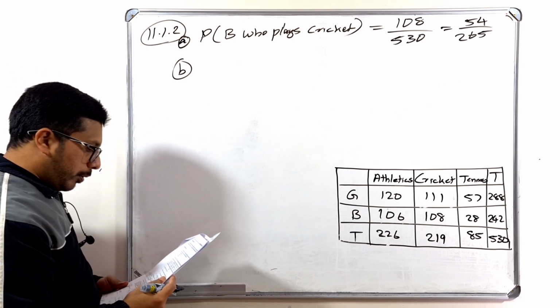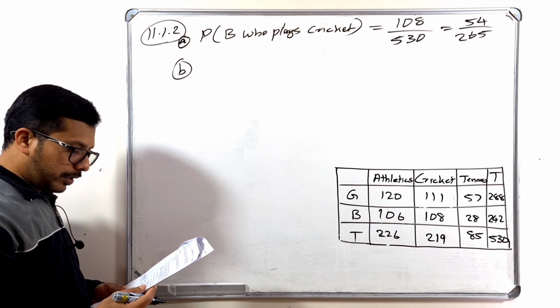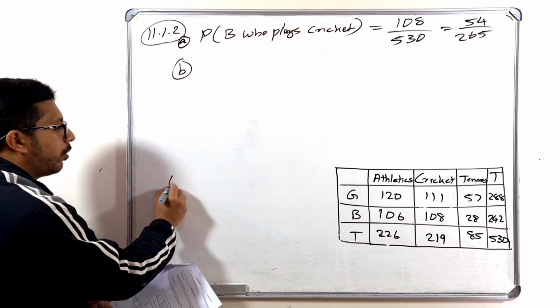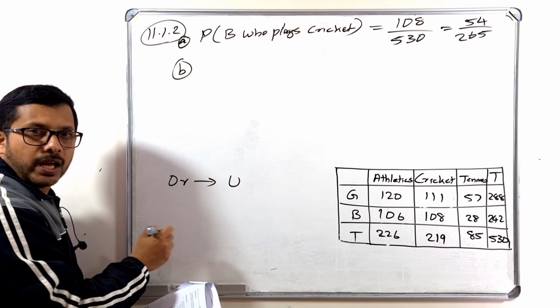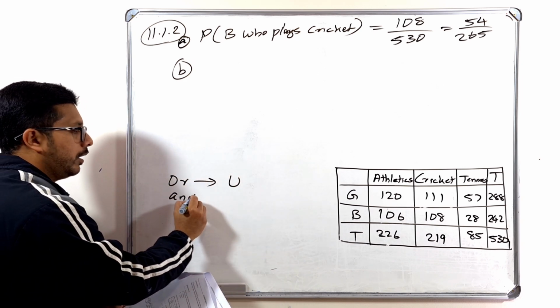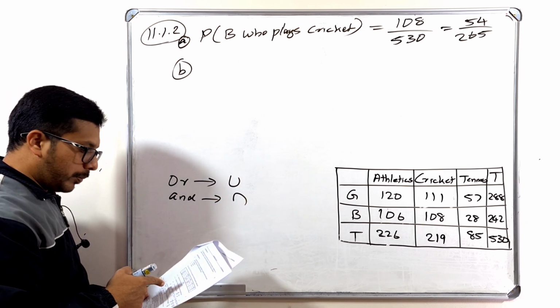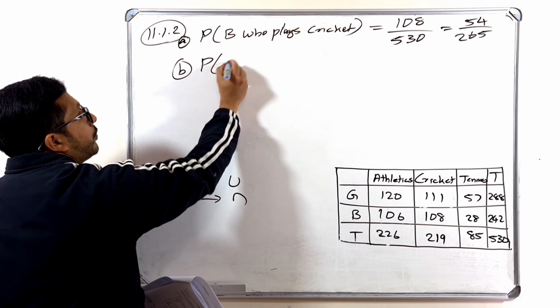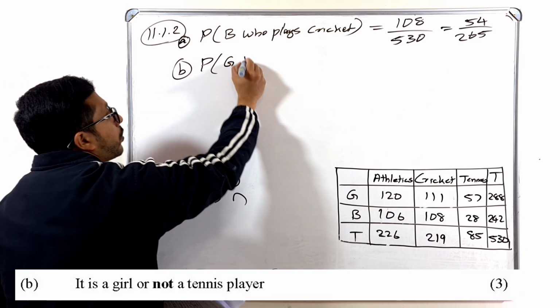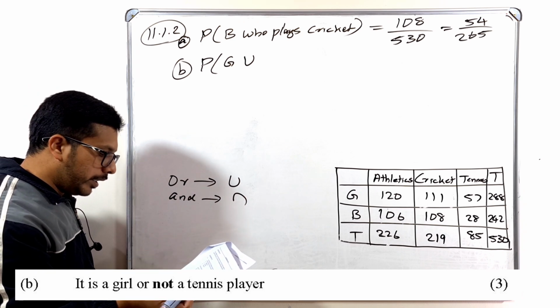Probability, or calculate the probability that it is a girl or not a tennis player. What is the meaning of "or"? Or means union. Am I right? And means intersection. So calculate the probability that it is a girl, or not a tennis player. You have to find the probability of it is a girl union not a tennis player.